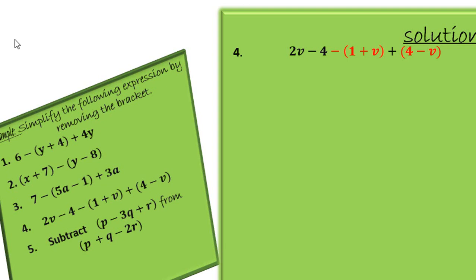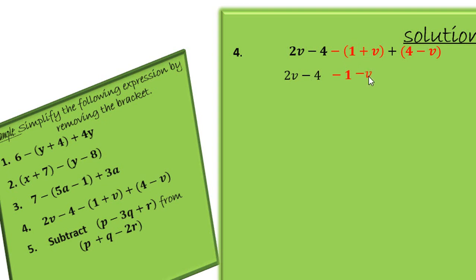Alright, question 4. We can see 2 brackets, so I just want us to pay attention first to those 2 brackets. Let's simplify them before we do any other thing. So we're having 2v minus 4. Then let's simplify this red bracket. Simplifying it, we're going to have a negative 1, and a negative multiplying a positive will give a negative v here.